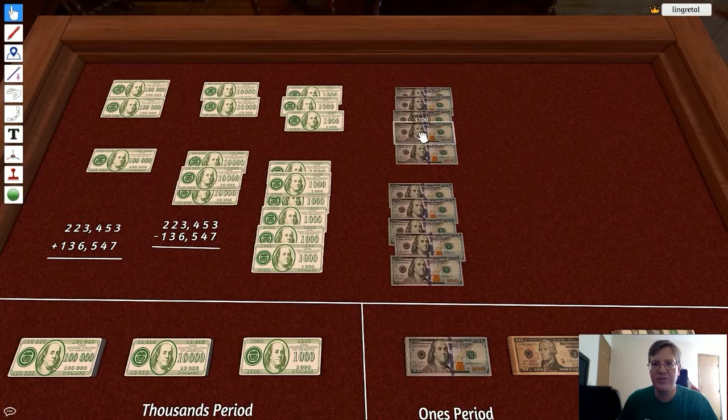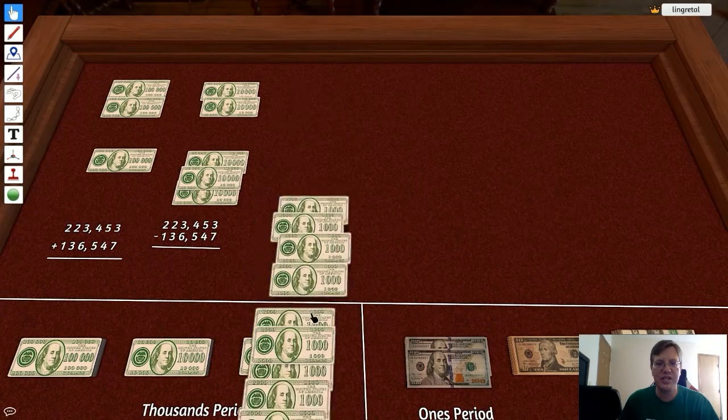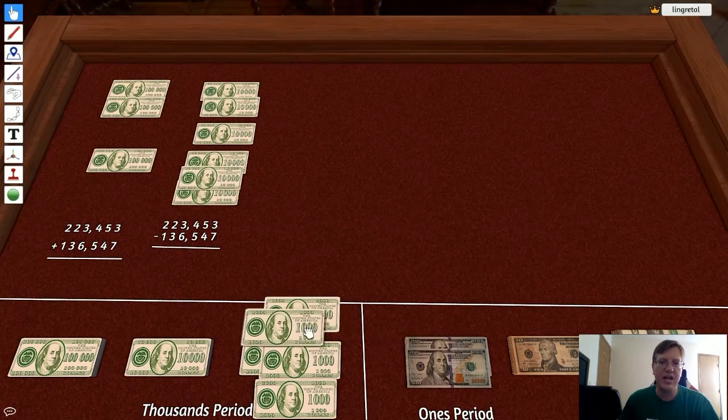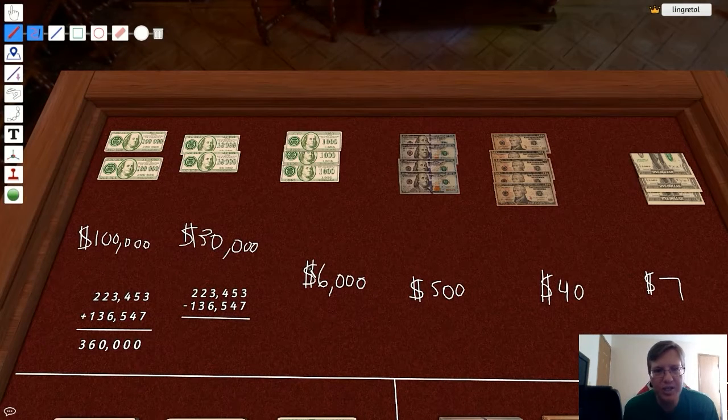Now I have 1, 2, 3, 4, 5, 6, 7, 8, 9, 10 $100 bills. So I can exchange those for a $1,000 bill. And that gives me 1, 2, 3, 4, 5, 6, 7, 8, 9, 10 $1,000 bills, which I can exchange for a $10,000 bill. And now I can finish by adding all of my numbers together. My answer is going to be $360,000.